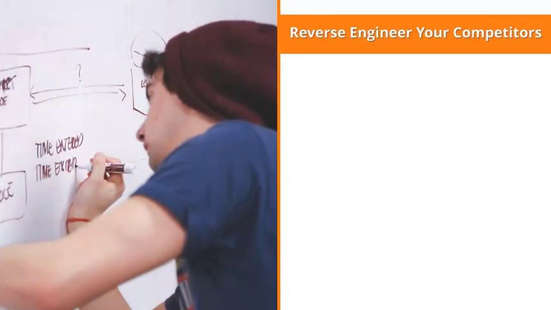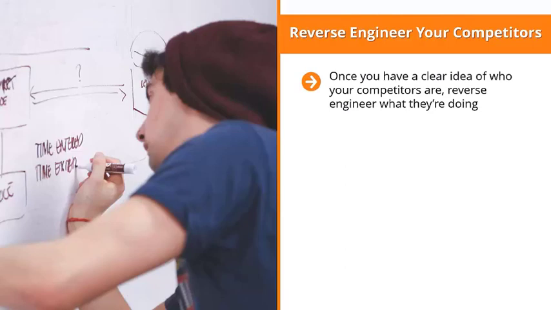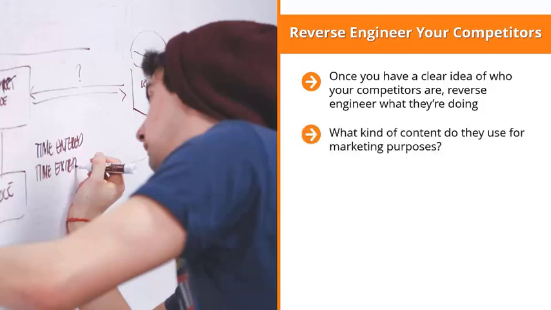Reverse engineer your competitors. Once you have a clear idea of who your competitors are, reverse engineer what they're doing. How do they speak to the needs of the people you're trying to reach? What do their websites look like? What kind of social media accounts do they have? What kind of content do they use for marketing purposes? How are their pages designed? You have to keep these and other related questions in mind as you research one competitor after another.